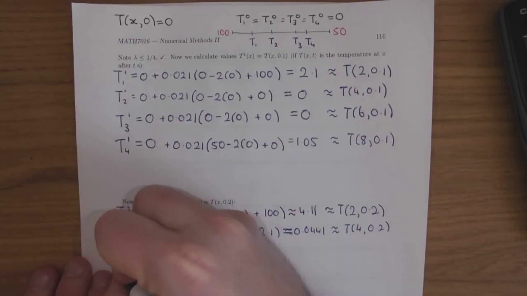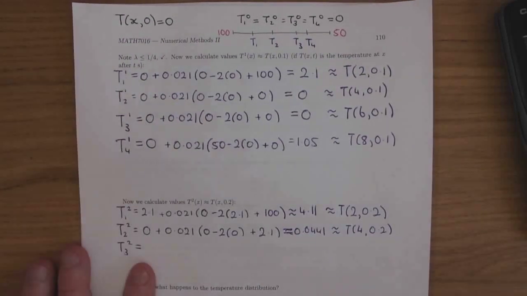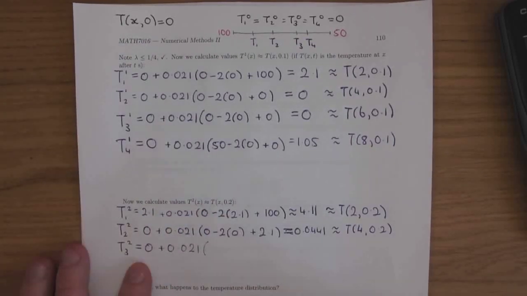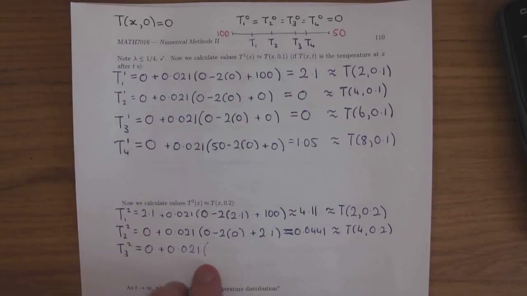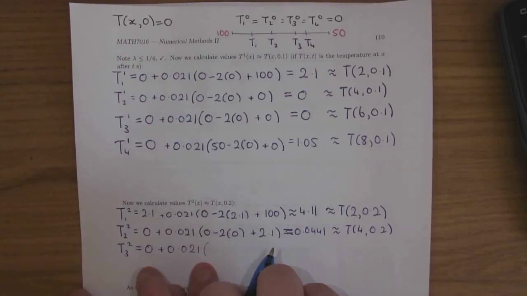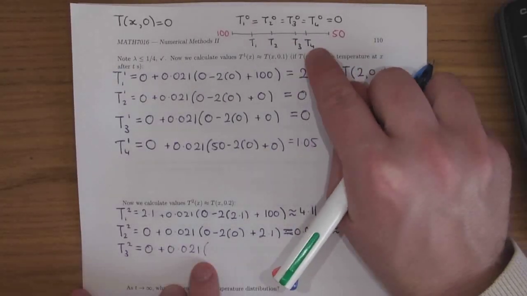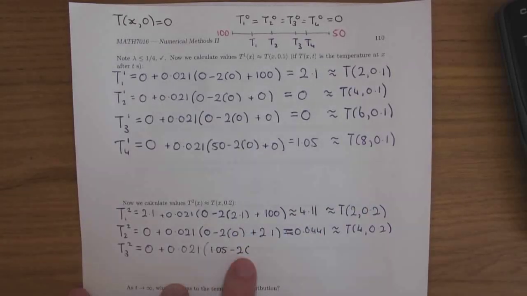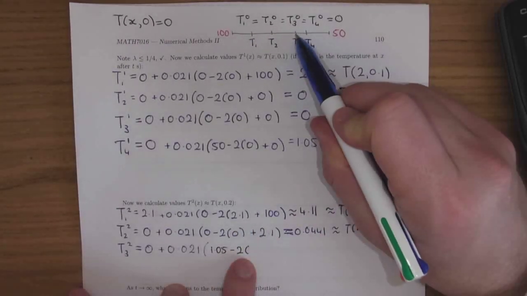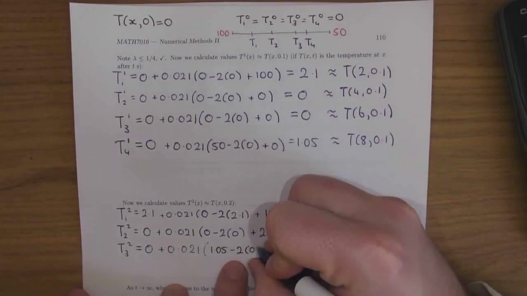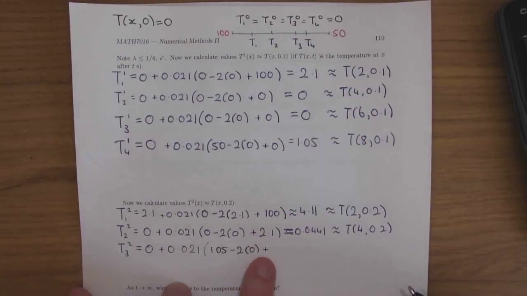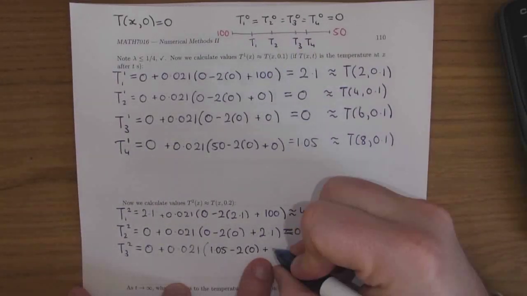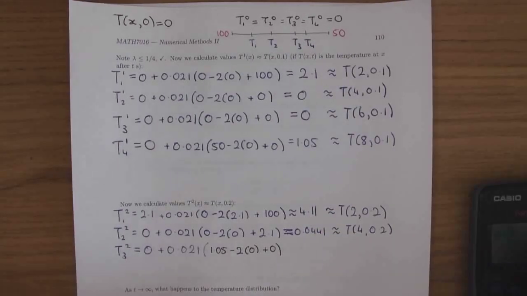We'll do the next one. T32 equals previous, which is 0, plus lambda, which we're approximating as 0.021. Right, next value over in terms of distance is T4, and the previous T4 is 1.05. Minus twice the current in terms of distance, well, the current is T3 and the previous was 0, plus the previous in terms of distance, which was T2, and the previous value of T2 is 0. And let's see what we get out here.